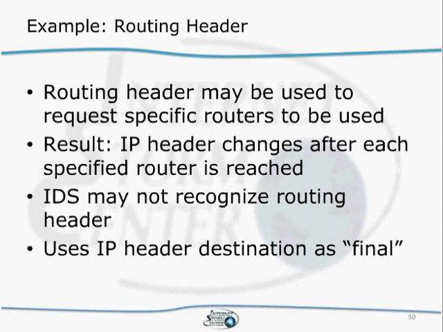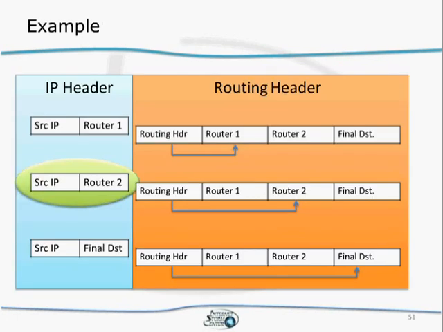So what I could do in an attack is I could send the same content twice. The way the routing header works here is I use a routing header with a number of routers that I want the packet to go through. I start out by sending the packet to router number 1. Once router number 1 receives it, it will rewrite the IP header to replace router 1 for router 2 until it ends up at the final destination. So the problem is the IP header keeps changing.